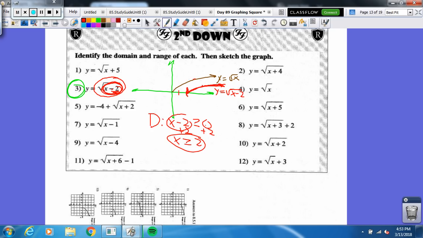is going to be my domain, because I can't put 1 in here. Like 1 minus 2 is negative 1. I can't do that. I can't put 0. I got to put 2 because 2 minus 2 is 0. So I got to do that. Range, where are we at? Range, oh, y is greater than or equal to 0. Boom. Okay, last one, number 11.